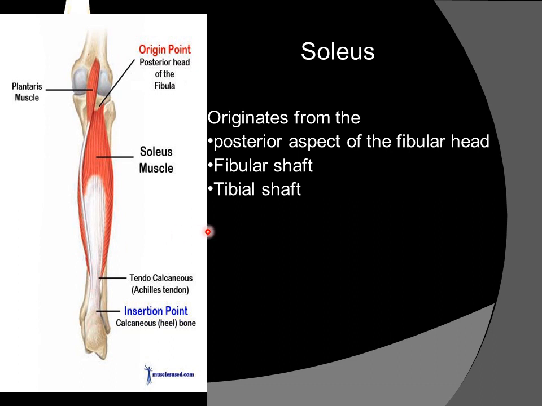Okay. Nerve supply of the soleus. It is supplied by two branches of the tibial nerve. So the first branch supplies the muscle in the popliteal fossa, and the second branch supplies the muscle in the posterior compartment of the leg from its deep surface. Okay, so soleus is supplied by two branches of the tibial nerve.